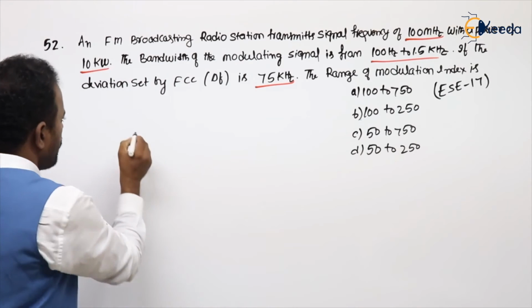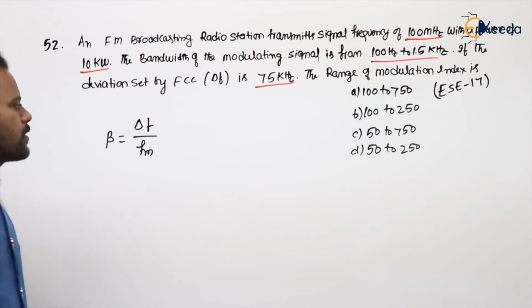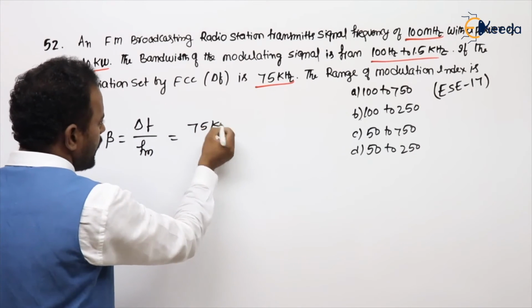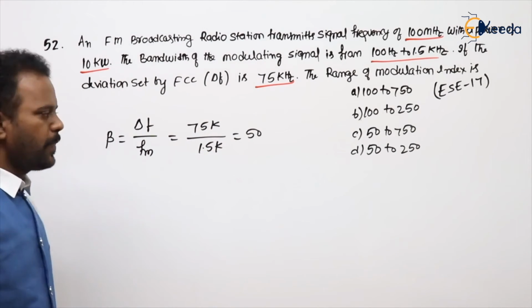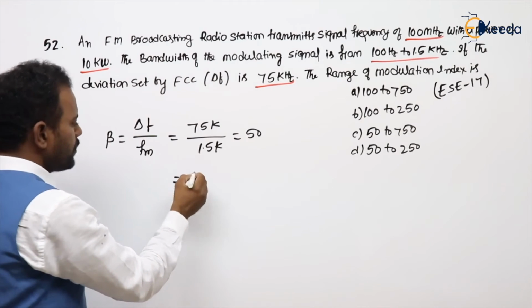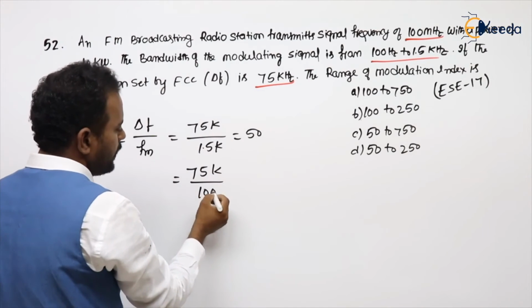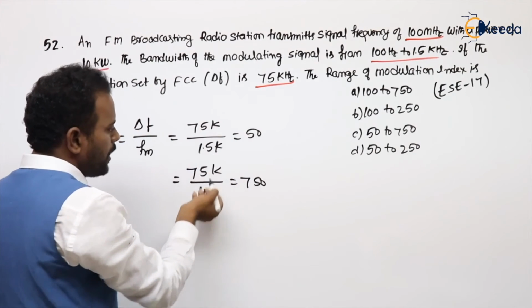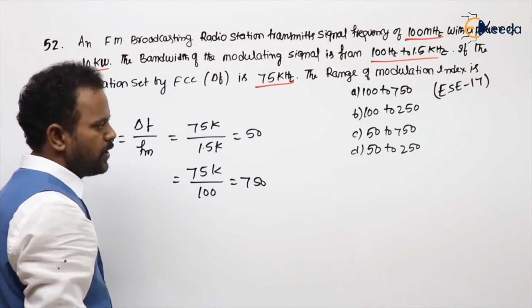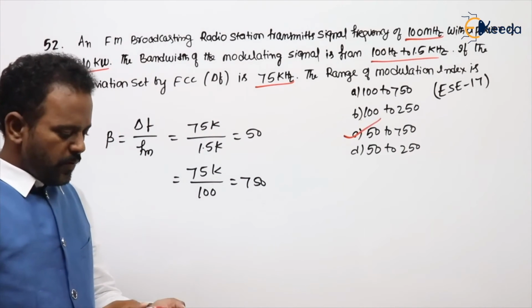What is the modulation index formula? Modulation index formula is delta f by FM. Let's take delta f as 75K. What is the top value? 1.5K. How much will you get? 50 here. And to get the other value, take the other end of the FM, which is nothing but 100 Hz. So this will be 750. As the message varies from 100 Hz to 1.5 kHz, it also varies in between. So 50 to 750 is the answer, option C.